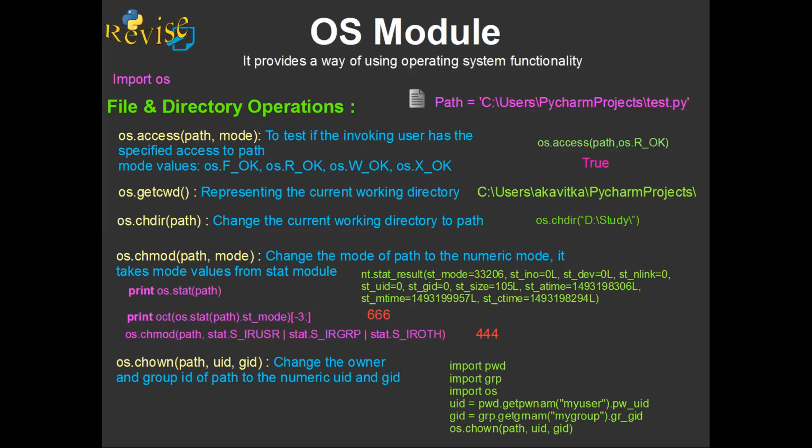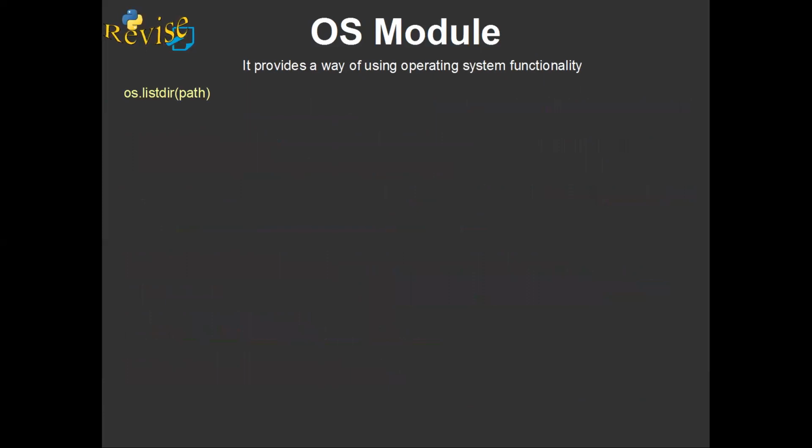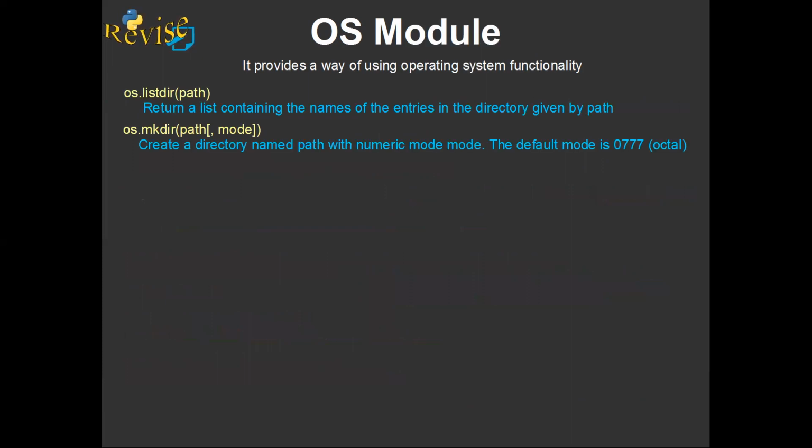This is the simple code you can use to change owner, UID, and group for a particular path, a particular file. Let's say for test.py you want to change something. Then we'll talk about some directory commands. listdir will list everything in a particular directory. mkdir will create a directory for you. Default mode is 0o777 for Python.